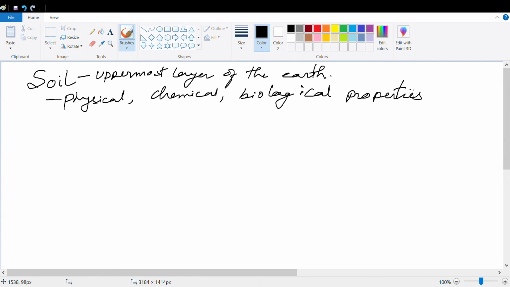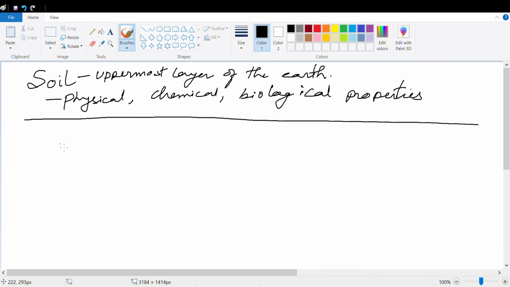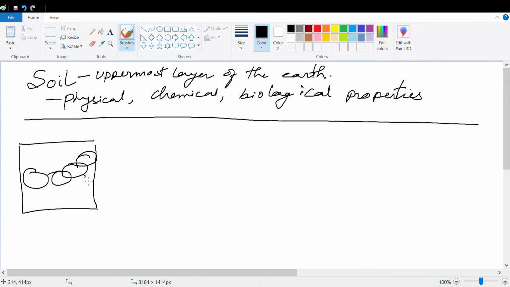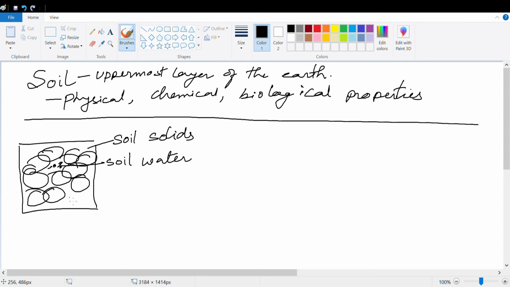But before going into these properties, let us see what soil is made up of from a physical perspective. We all know solid, liquid and gaseous phase. Suppose this is a cube of soil. We will have the soil solids. There will be solid particles here, and in the spaces there will be liquid as well as gases. So let's say we have the soil solids, and we also have the soil water, and we have the soil air as well.